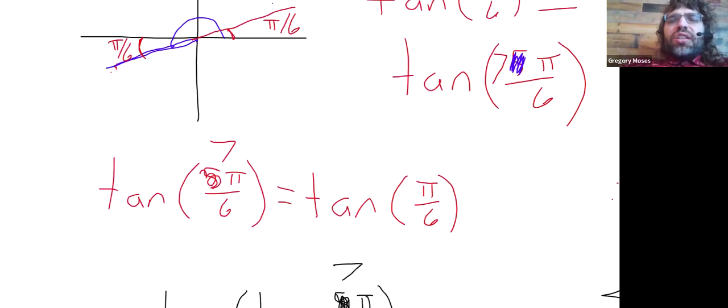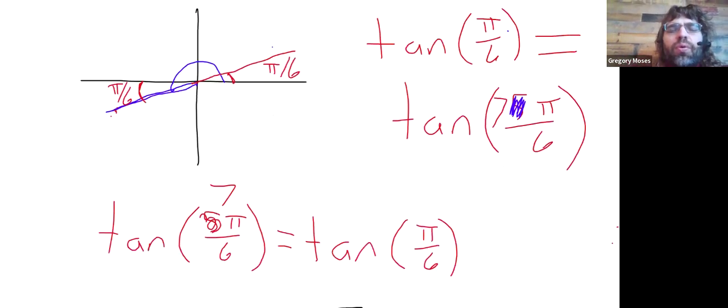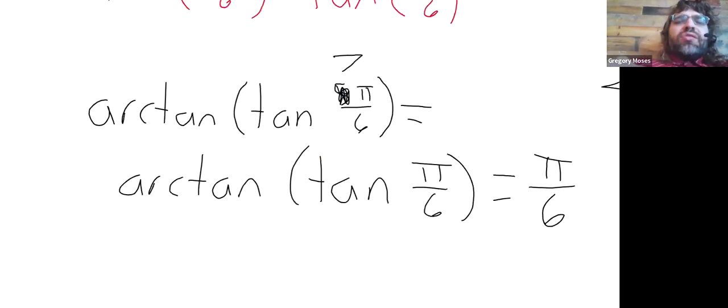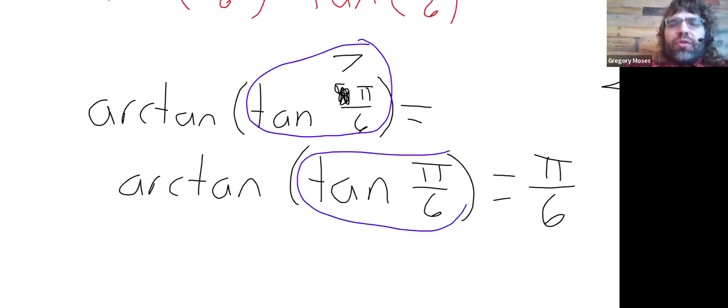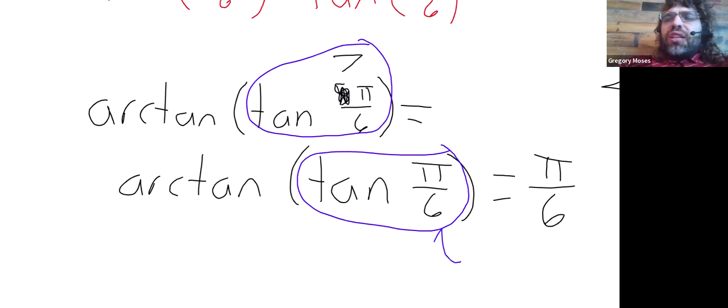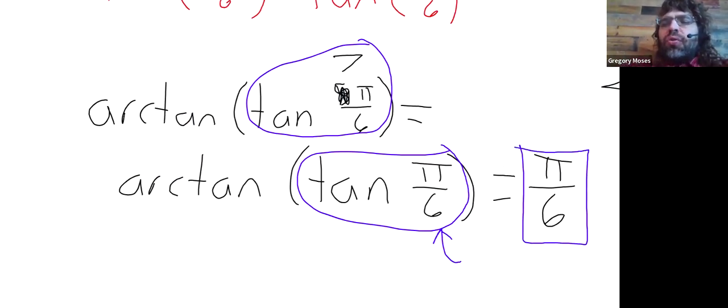So, because these are equal, we can replace the tangent of 7 pi over 6 with the tangent of pi over 6. And then, because pi over 6 is where it needs to be, the arctangent and the tangent cancel, and we get our solution.